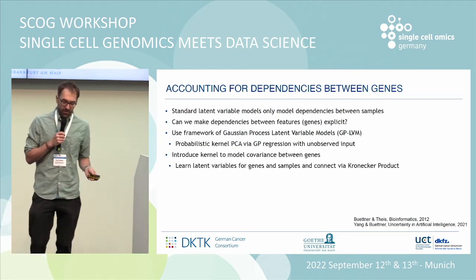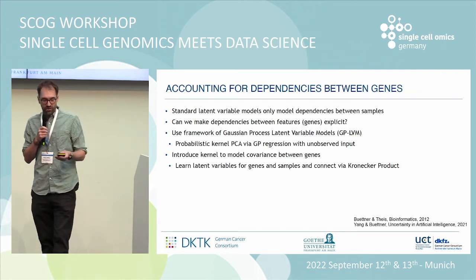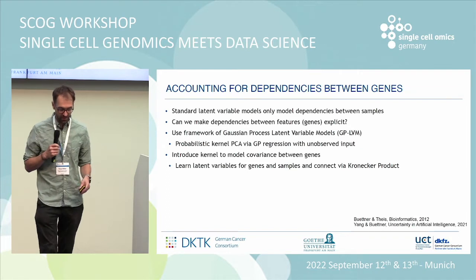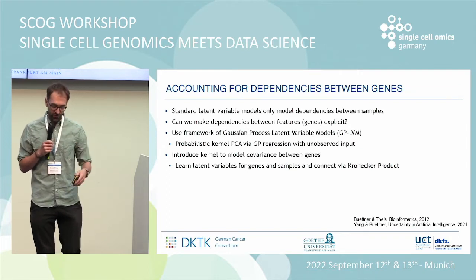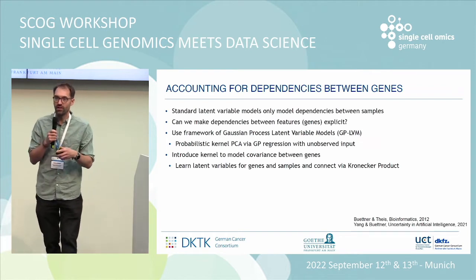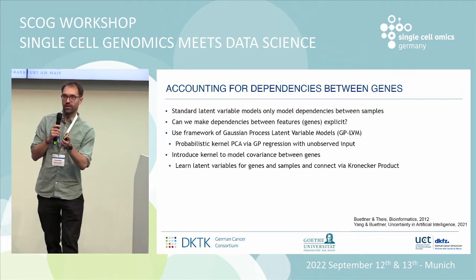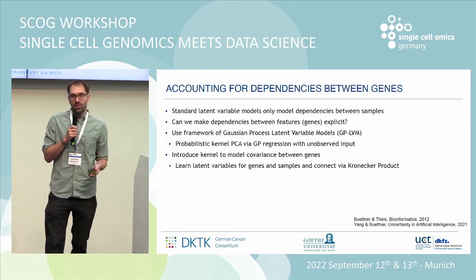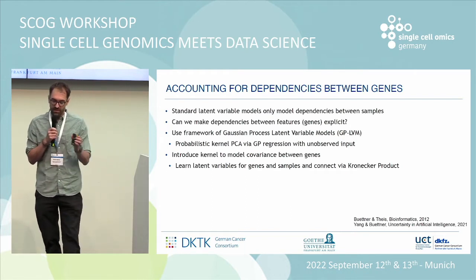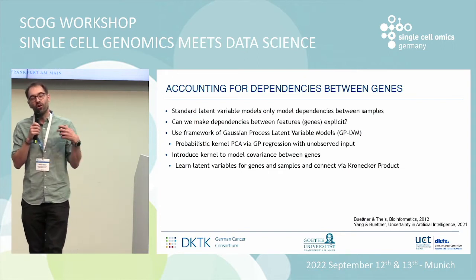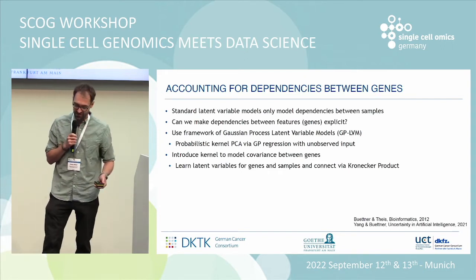So what we did is introduce a kernel to model the covariance between the genes. We don't only infer latent variables for the samples, but also latent variables for the genes, and we have a new kernel that works on that to identify the covariance structure between the genes. People have thought about that before, but you have to connect these kernels via a Kronecker product, which means it scales horribly, and you couldn't ever use it for single-cell data.